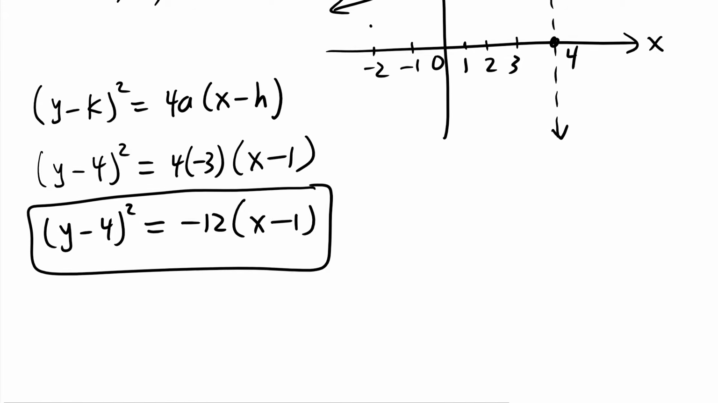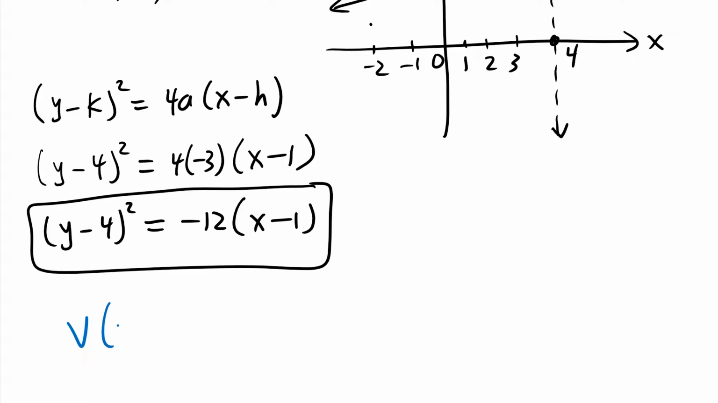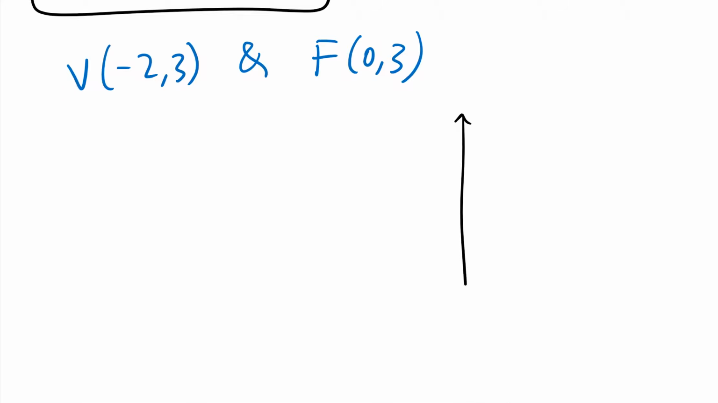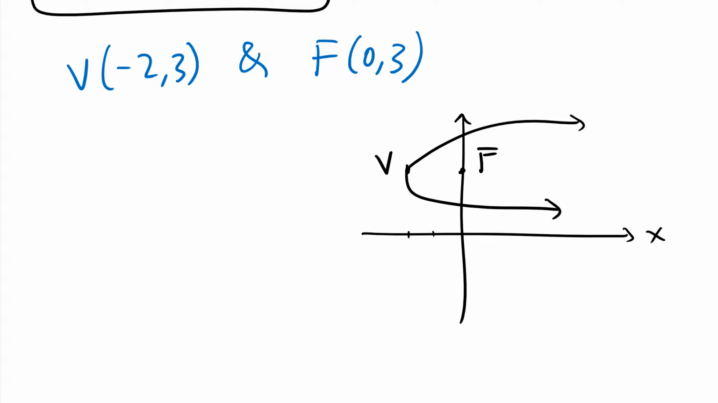Try another one. If the vertex is negative 2, 3 and the focus is 0, 3, find the equation. So let's do this one. Again, plotting the given will show you everything you need. Negative 2 and up to 3, that's the vertex. 0, 3 is the focus. So the parabola is going to open to the right. The distance from here to here is a. So a is 2 here, and it has to be positive because it opens to the right.